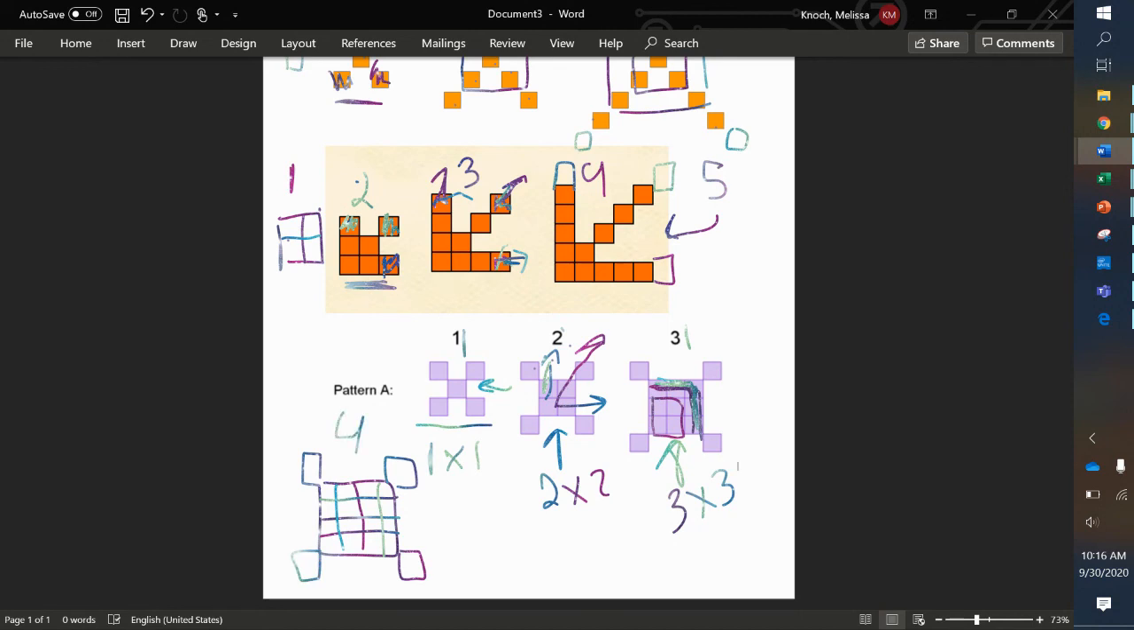Something you can notice, and you'll notice it today, most of these patterns have something to do with what the figure number is. So keep that in mind while you're looking at things today. Okay, that is how you do a pattern.